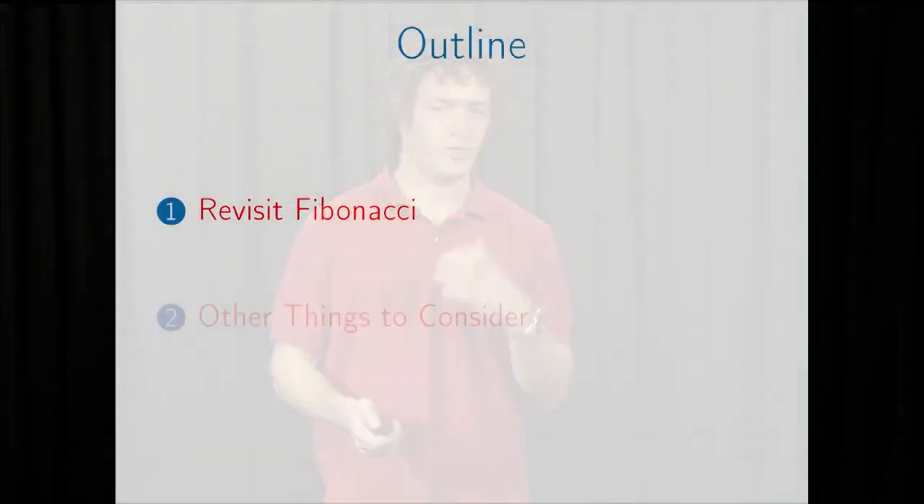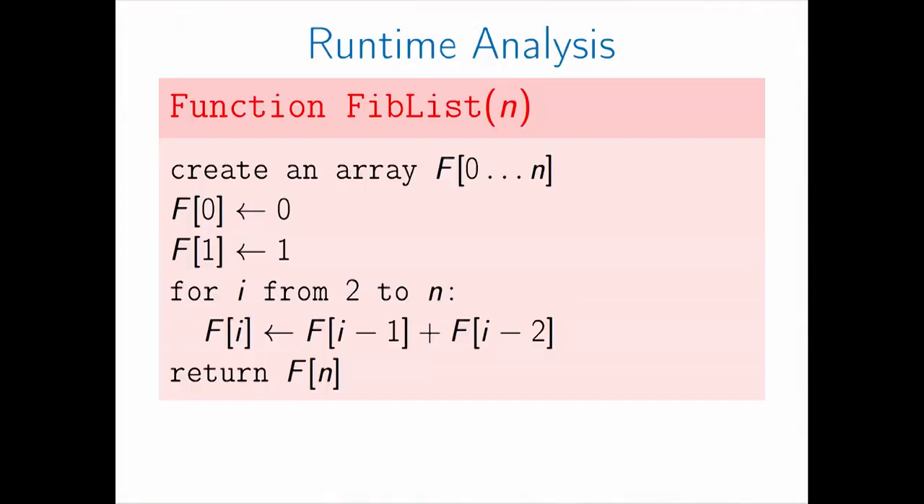Okay, so to start with, let's look at this algorithm that we had for computing Fibonacci numbers. Remember, we created an array, we assigned the 0th element to 0, the first element to 1, then we had this big for loop where we set the ith element to be the sum of the i minus first and i minus second elements, and then at the end of the day, we returned the nth element of the array.